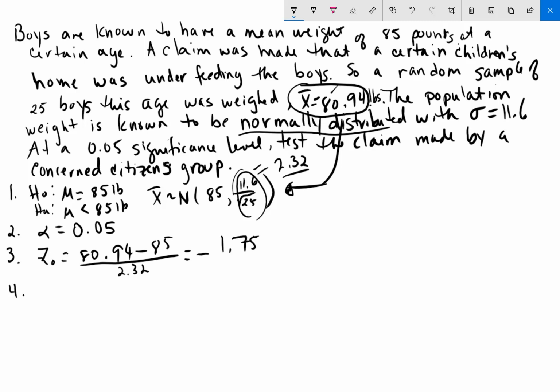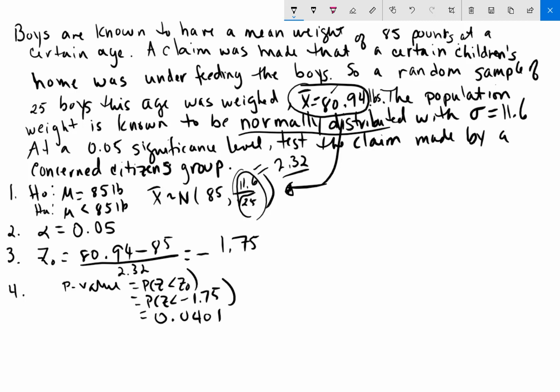Now, this is where our techniques between classical and p-value diverge. To find the p-value on a left-tailed test, it's the probability that we could get a z less than that test statistic. So the probability that z is less than negative 1.75. That's when you would take your standard normal table, look up negative 1.75, and I get a p-value here of 0.0401.